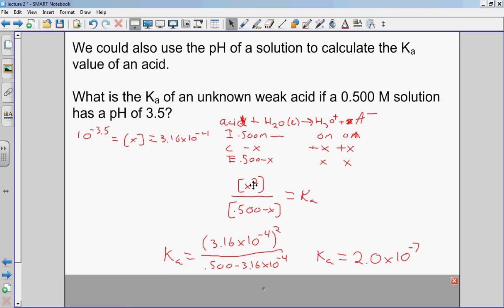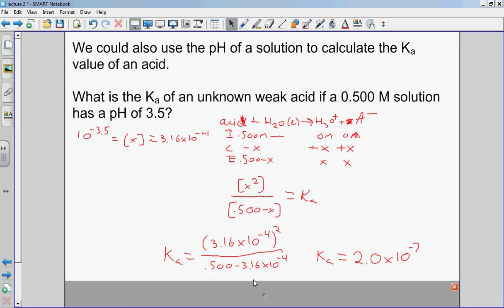So we'll plug that in here and we'll square it, and then we'll plug it in here and subtract it. And you can see here we could probably make the usual simplifying approximation again, because 0.5 minus 3.14 times 10 to the minus fourth will essentially give you 0.5 back. Anyway, we can keep it in there, and then knowing what all these values are, we can get the K expression, and we get a K is equal to 2.0 times 10 to the minus 7th.